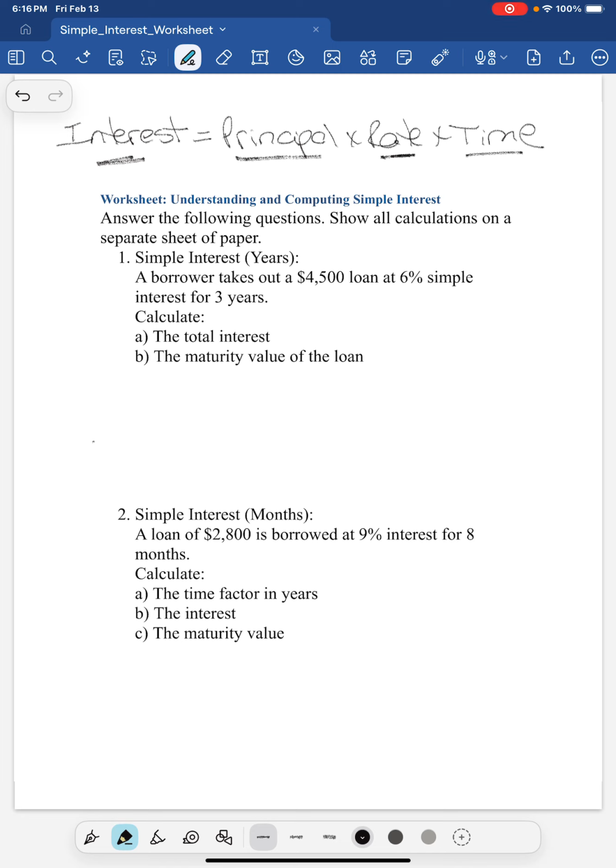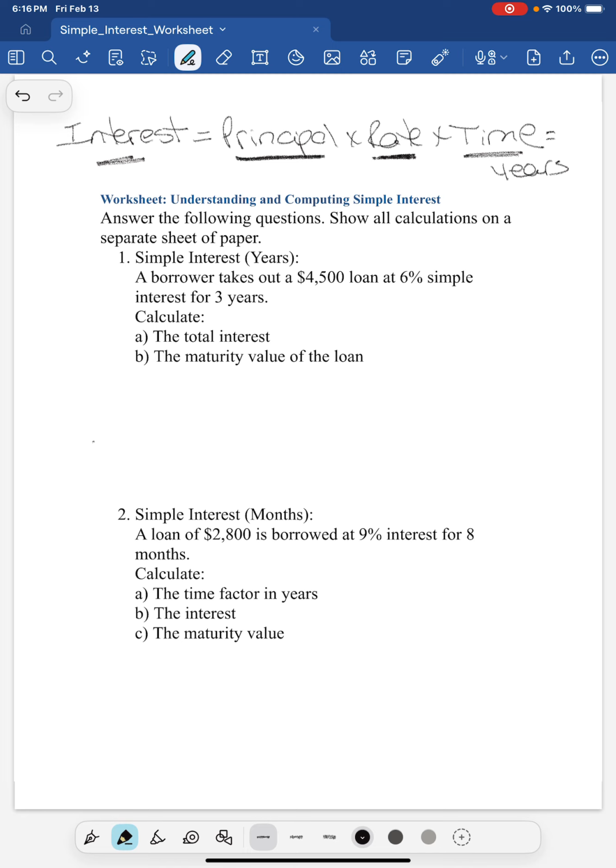Interest is equal to principal, which is just the amount of the loan, times the rate assigned times time. The time you have to pay back the loan. Now, one important note is time is always measured in years, okay? And if you have a loan that is shorter than a year, then you have to break it down into what part of a year it is and convert that to a decimal so you can use it in your equation, but we can work on that together, okay? I'll show you how to do that.